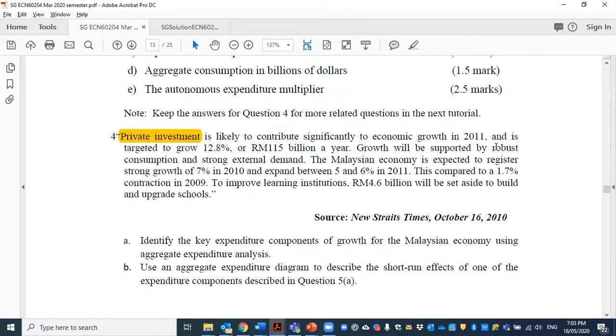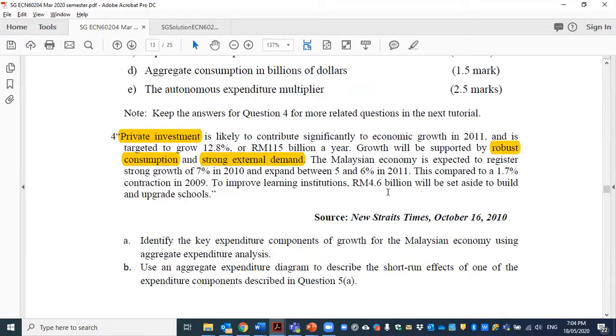Then robust consumption is talking about C. And apart from that, this part is talking about X. Then the Malaysian economy is expected to register strong growth, for example 7%. 7%, as you can see here, is a very high growth rate, and it is expected to expand between 5 to 6% in 2011. This compared to a 1.7% contraction in 2009.